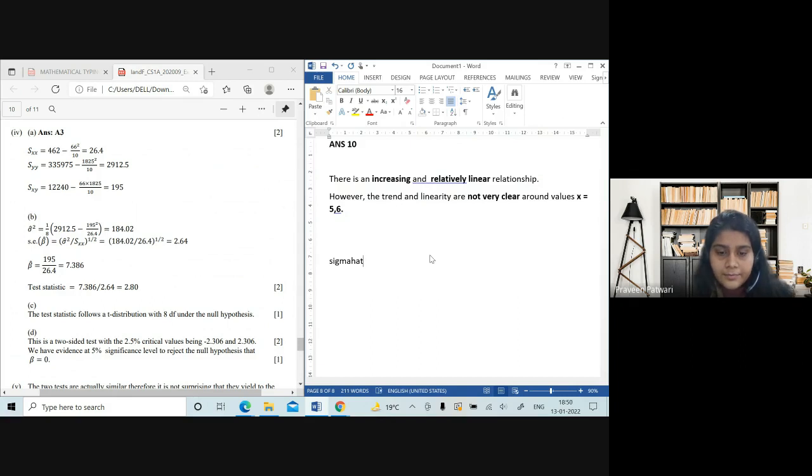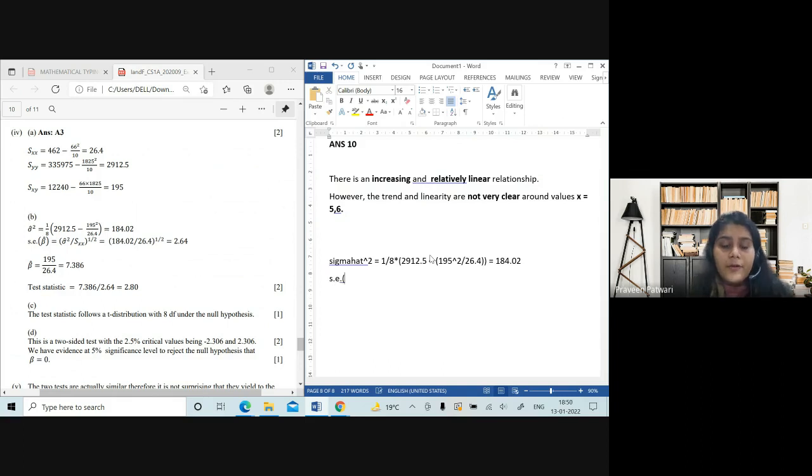Sigma hat square is equal to 1 by 8 into. As you can see, there are obviously so many brackets involved if you try typing it like this. But again, it is important that you keep this also in practice.